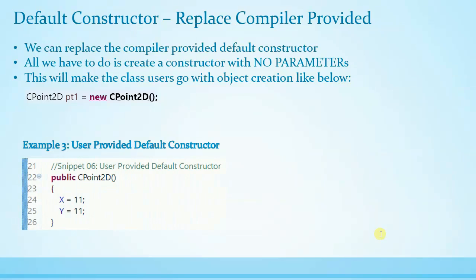So here is an example of a user provided default constructor. Here we initialize the value of x and y with 11. If we don't write this, and if we don't have any constructor at all, then the compiler will initialize these as 0, 0. Let us see this in Eclipse.